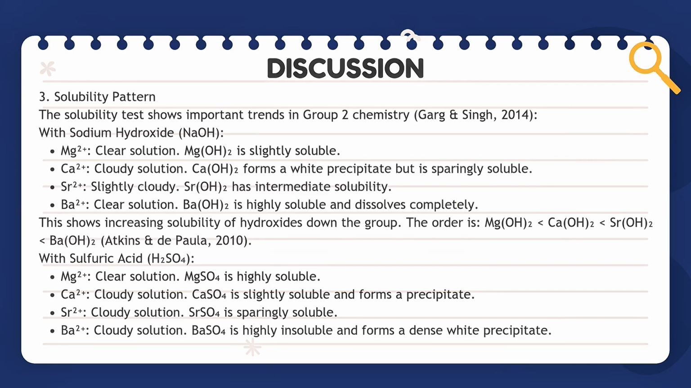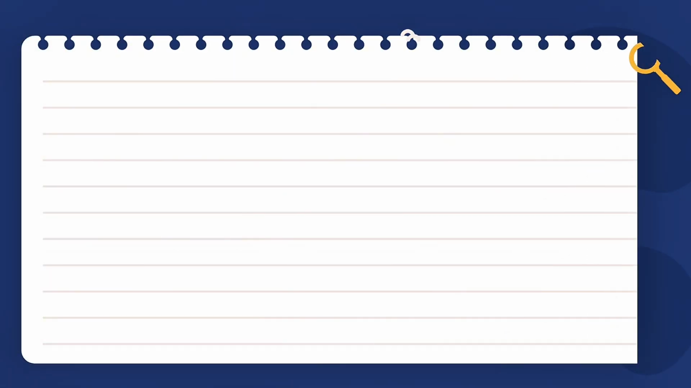The second with sulfuric acid. Magnesium ions remain clear because magnesium sulfate is highly soluble. Calcium ion forms a cloudy solution as calcium sulfate is only slightly soluble. Strontium and barium ions produce cloudy solutions due to the formation of insoluble sulfates, with barium sulfate being the most insoluble. The opposite trend occurs because hydration energy decreases faster than lattice energy for large cations, making heavier sulfates less soluble. The third one with sodium carbonate.